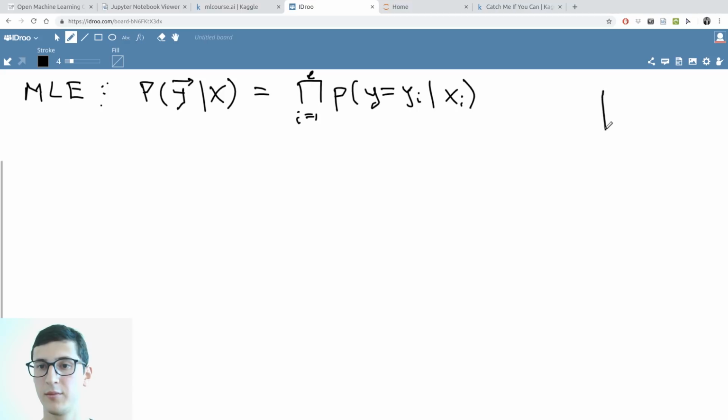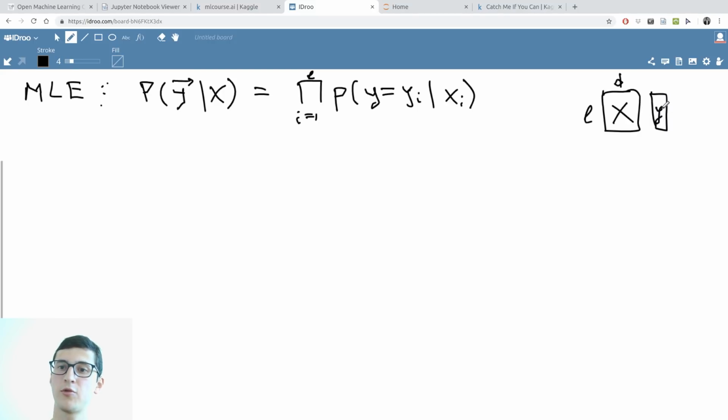So we have matrix X. It has L rows and D columns, D features, and we have also vector Y of labels. Okay, so it's a very non-trivial task. So why did we come from this probability to this big product? Here we make a really fundamental assumption that our observations are independent.